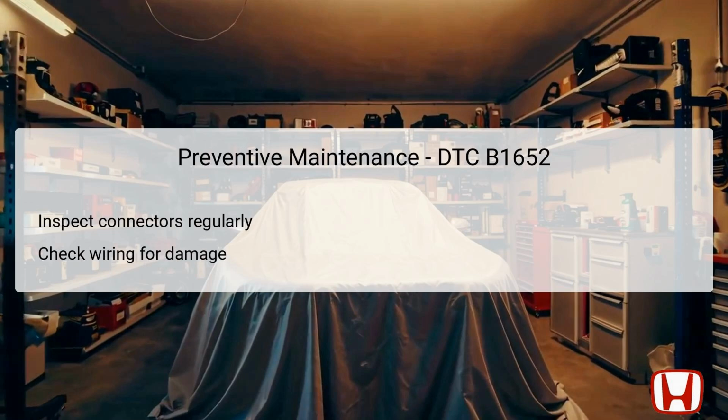While there are no preventive maintenance steps explicitly mentioned in relation to DTC B1652, implementing routine inspections of connectors and wiring can significantly aid in preventing issues related to keyless access systems. Regular checks for corrosion, loose connections, and damage in the wiring harness can help avert potential faults that may lead to open circuits, like those associated with DTC B1652.